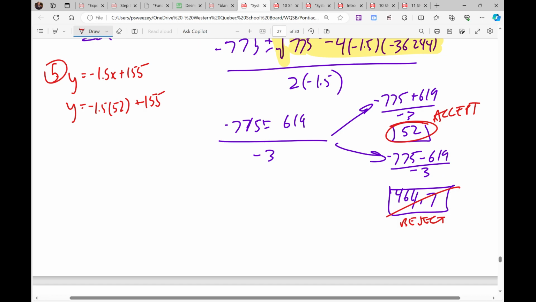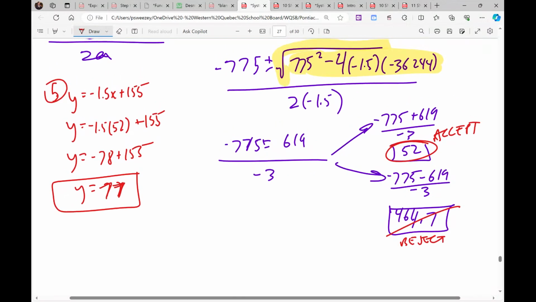So we're going to have y is equal to negative 78 plus 155. And we end up with 77. That story checks out, right? You can validate it by plugging the x and the y into that function and see if it does balance out. But we know in this case that it will.